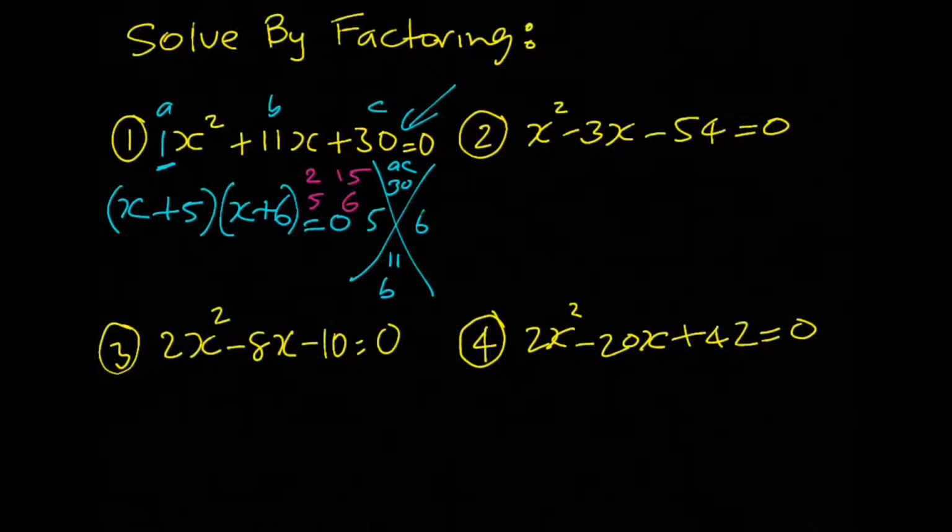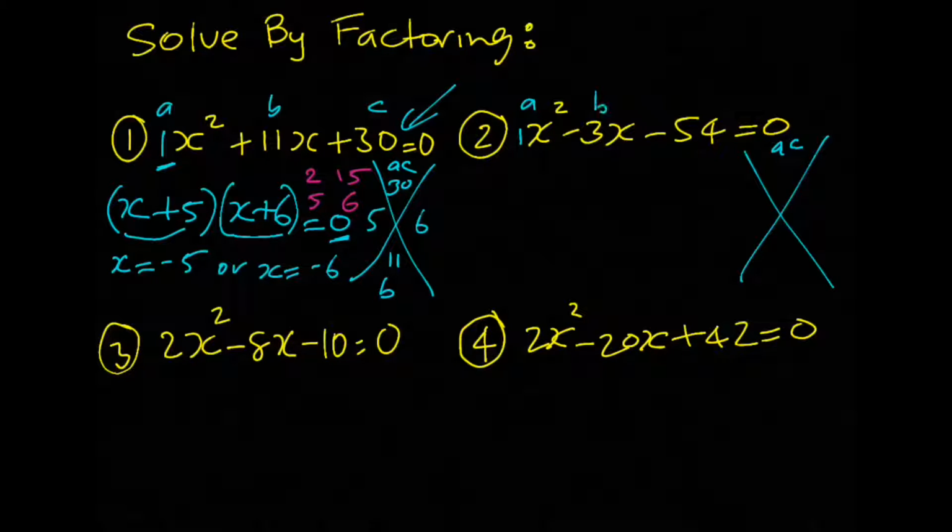Now using the null factor rule, either this equals 0 or this equals 0 to make this true. So x equals negative 5 or x equals negative 6. Okay, looking at part 2, there's no way of simplifying that any further, so we go straight away and multiply A times C. Again, A is 1, B, C. So A times C is negative 54 and B is negative 3. So we need to find two numbers that multiply to give negative 54 and add to give negative 3.